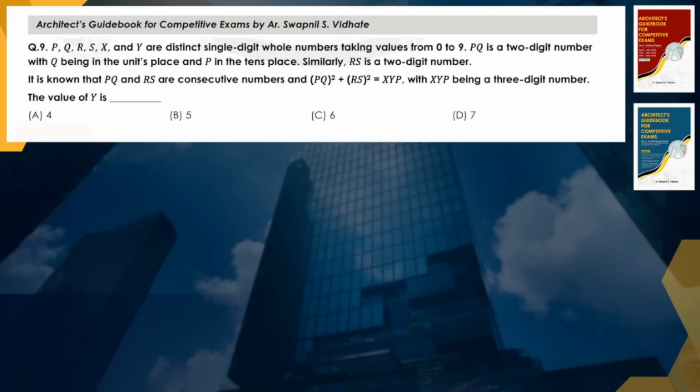Okay. PQ is a two digit number with Q being the unit place, and P is the tens place. Similarly, RS is also a two digit number. Now, what is the condition?